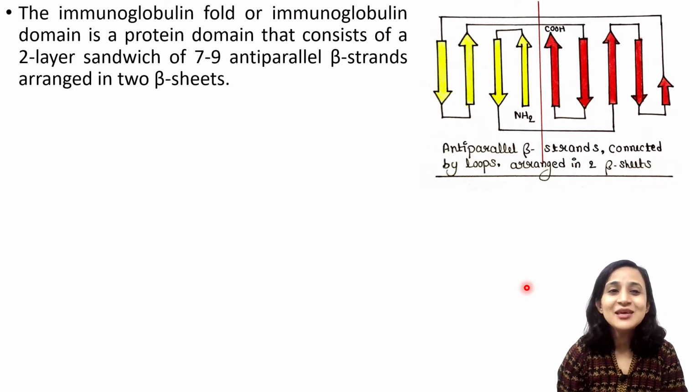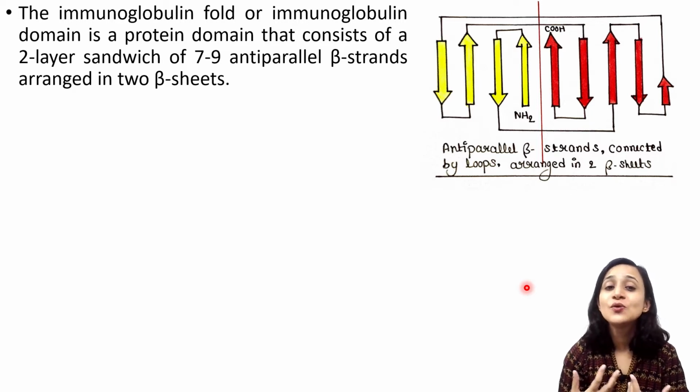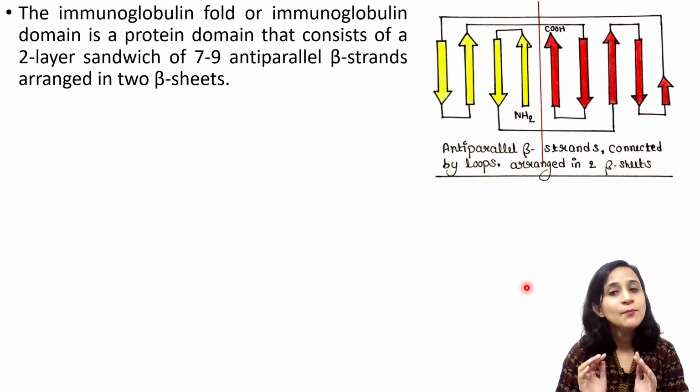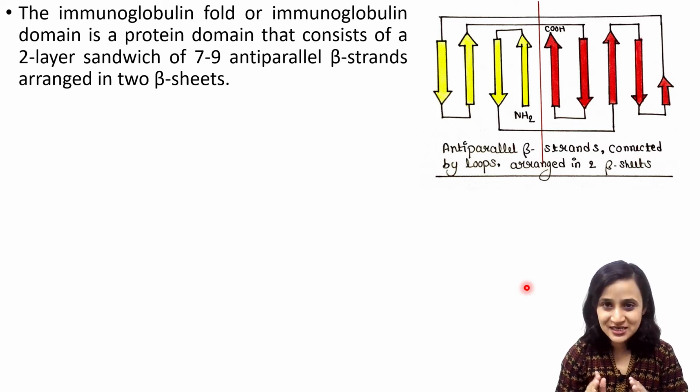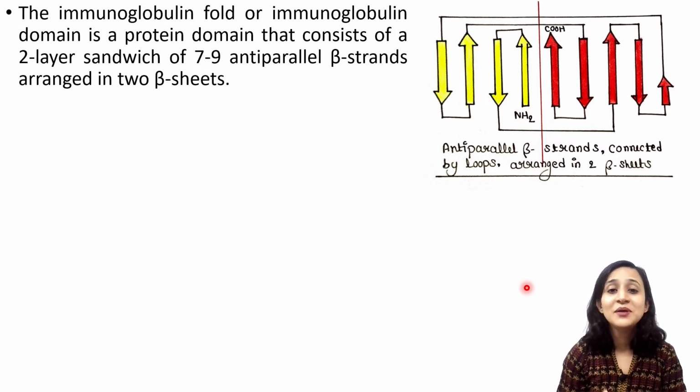So basically the immunoglobulin fold or immunoglobulin domain is a protein domain that consists of a two-layer sandwich of 7 to 9 antiparallel beta strands arranged in 2 beta sheets. So what is immunoglobulin fold or immunoglobulin domain? Basically, it is a protein domain. First of all, it is a protein domain and it contains 7 to 9 antiparallel beta strands.